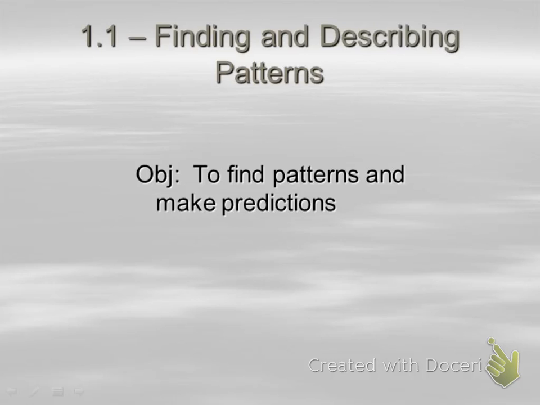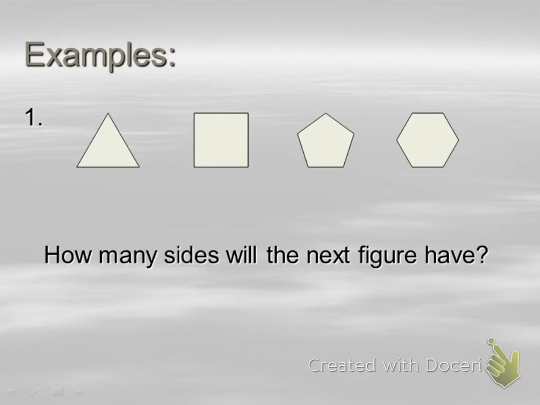So in your notes, you need the number and the title and the objective every single day. So you should start with 1.1. Finding and describing patterns, the objective, to find patterns, and to make predictions. All of that needs to be in your notes. Here's the first example. You do not need to be a world-class artist to get this down. Just draw the shapes as best as you can. As you are drawing each shape, try to notice how are they moving from one to the next. What is changing?